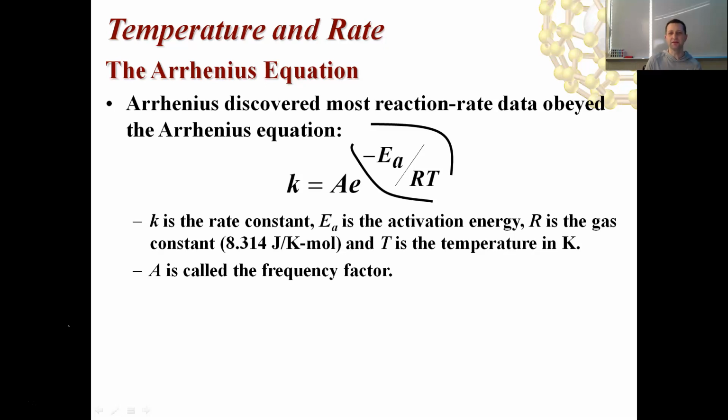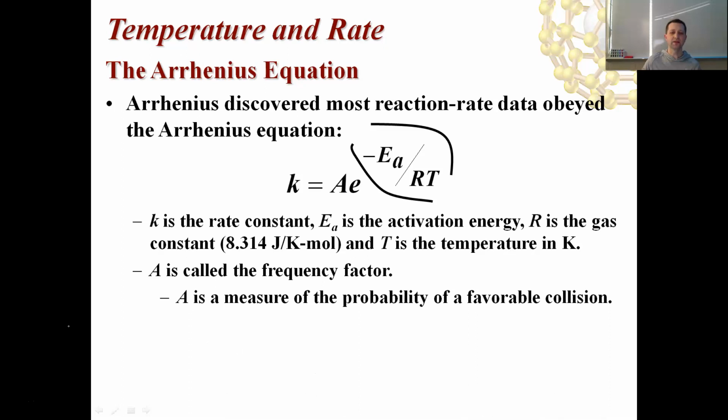A is something new, we haven't really seen that before. It's called the frequency factor. And all that is a measure of the probability of a favorable collision. Okay, so probability of a favorable collision, and that's something that would usually be given to you.